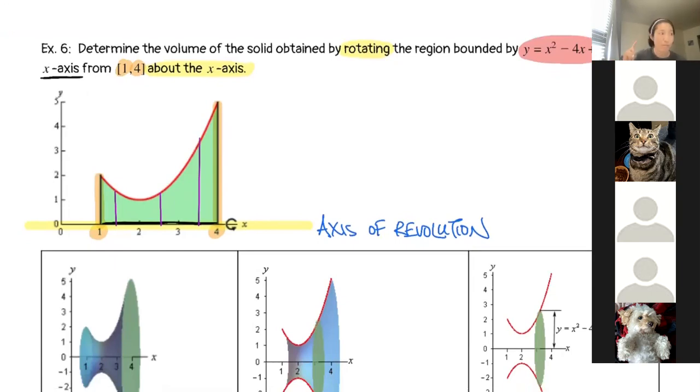All right, now before we move on, this purple line, these purple lines that we just drew, what do they represent?